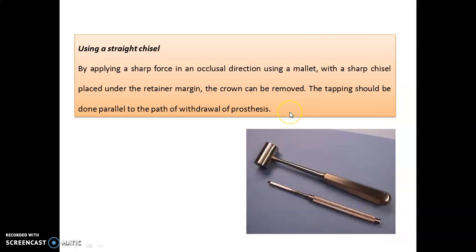Then comes your straight chisel. Remember, whenever you tap with this chisel and mallet, it should be done parallel to the path of withdrawal of prosthesis. So you can apply sharp force in the occlusal direction using a mallet, and with a sharp chisel placed under the retainer margin, the crown can be removed.